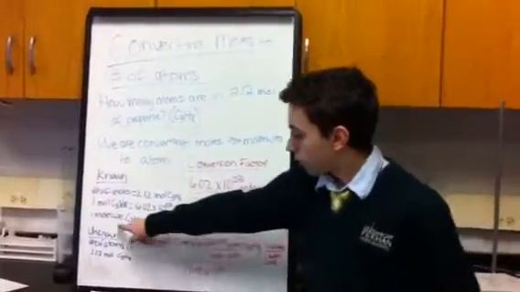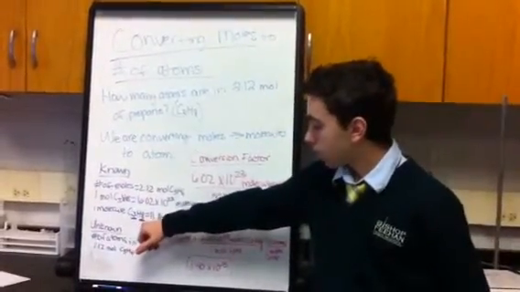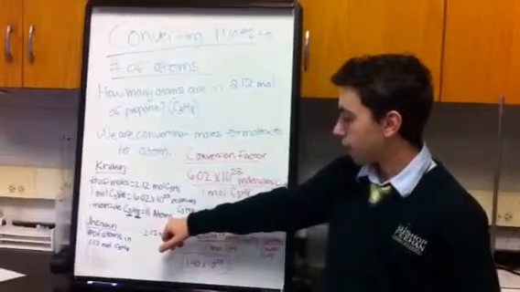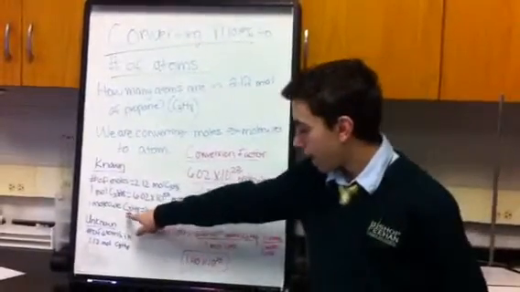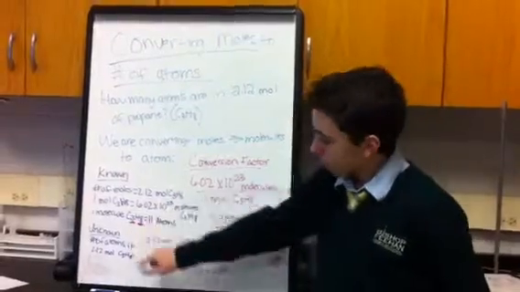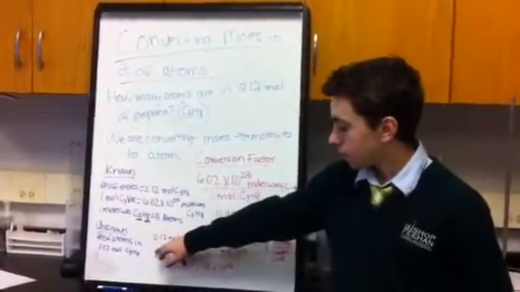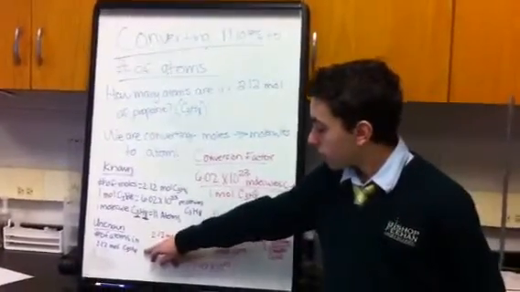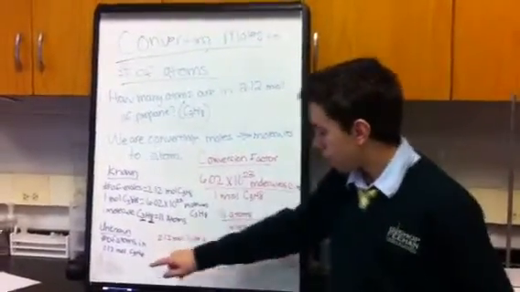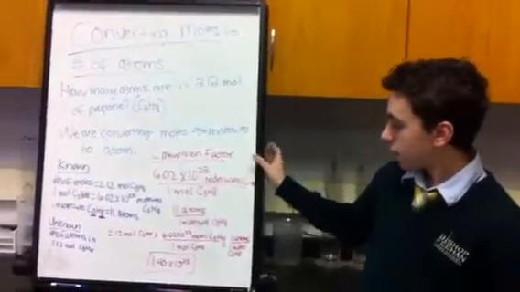Also under the known is 1 molecule of propane equals 11 atoms. We got this by adding the 2 subscripts, 8 and 3. Then the unknown is the number of atoms in 2.12 moles of propane. So first you set up the conversion factor.